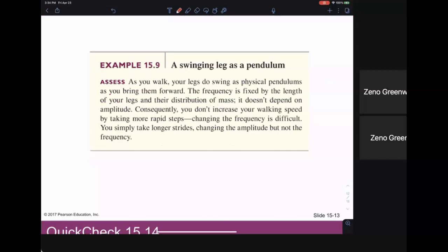Now let's assess. As you walk, your legs do swing as a physical pendulum as you bring them forward. The frequency is fixed by the length of your legs and their distribution of mass. It doesn't depend on amplitude. Consequently, you don't increase your walking speed by taking more rapid steps. Changing the frequency is difficult. You simply take longer strides, changing the amplitude, but not the frequency.